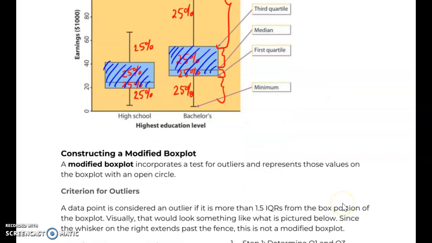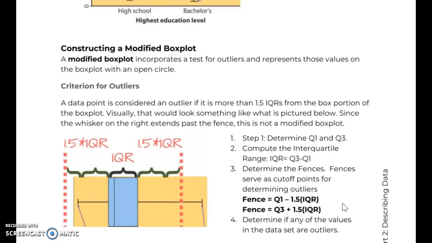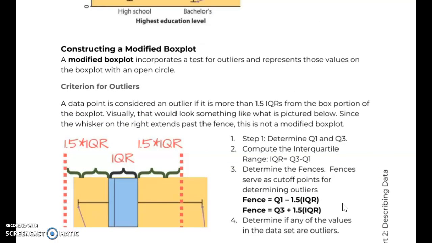So let's look at how we construct a modified box plot. Again, a modified box plot indicates our outliers as a star or an asterisk or a dot. We would start by finding our 5-number summary. We're going to find the IQR by subtracting Q3 minus Q1. Next, we're going to find our fence values. These are imaginary lines on our plot. They're just lines that determine whether something is an outlier or not. Anything outside those fence values would be considered an outlier.